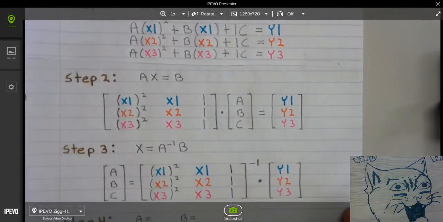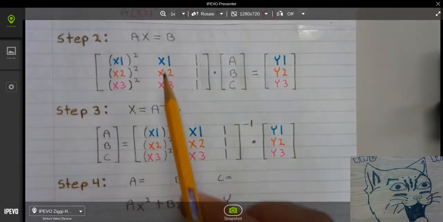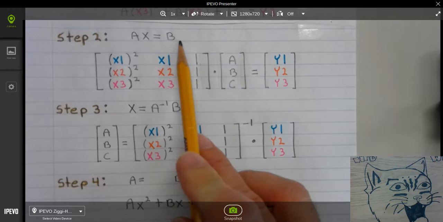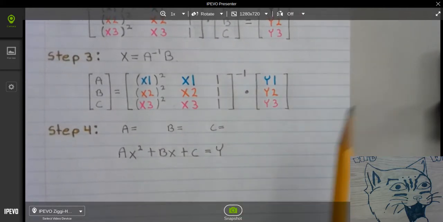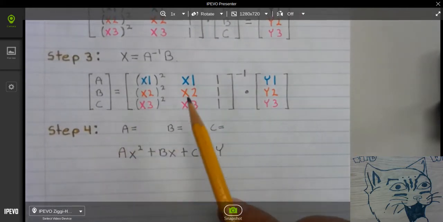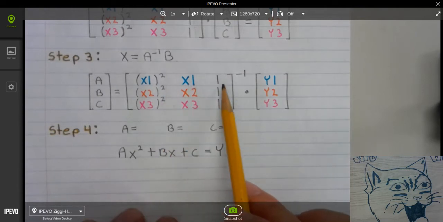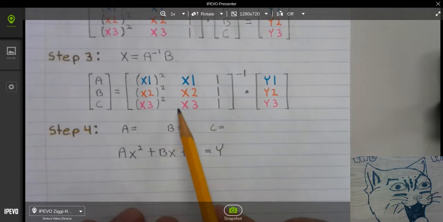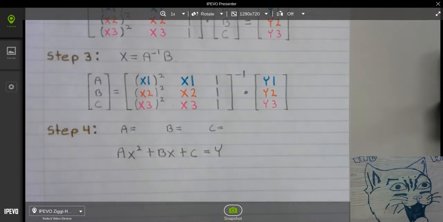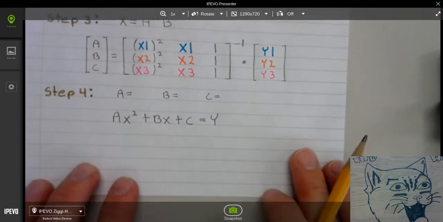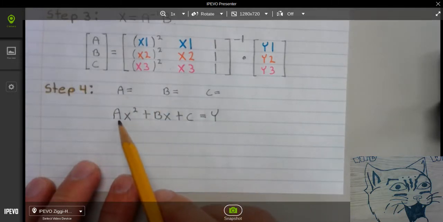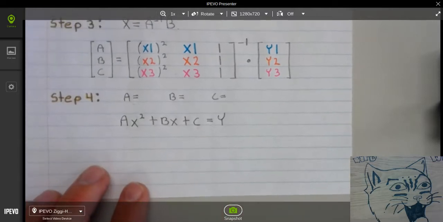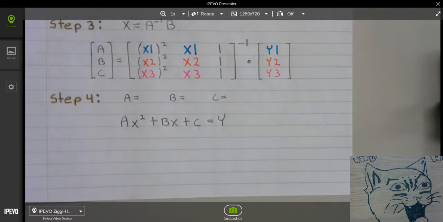Now, step 3, we know that in order to solve Ax equals b, we take the inverse of A on both sides, and so we have x equals A inverse b. So a, b, c is equal to the matrix x1 squared, x1, 1, x2 squared, x2, 1, x3 squared, x3, 1, inverse, times y1, y2, y3. Then you're going to multiply that in your matrix, and then you'll have your a value, your b value, your c value. Plug it in for a, b, and c, and you'll have your equation. All right, so if you would, update your notes.